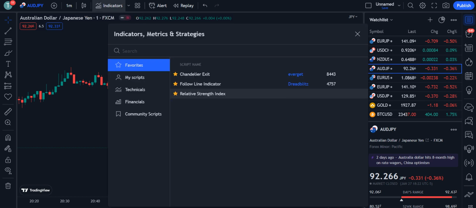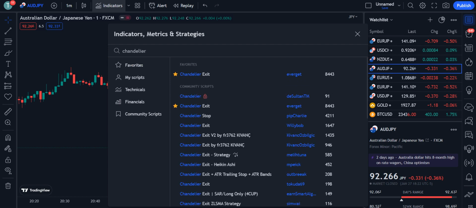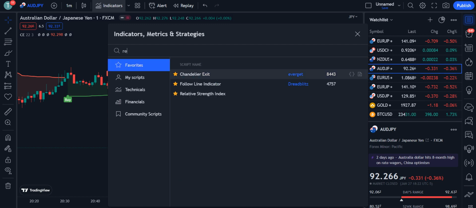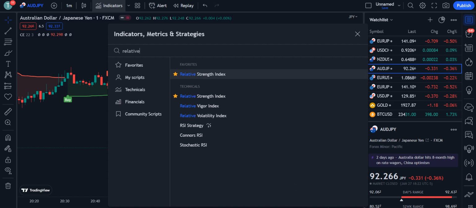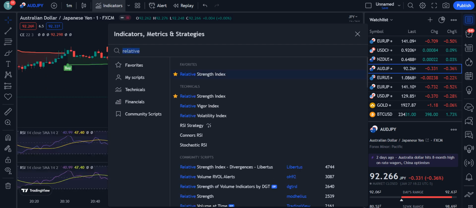Here we are going to have two indicators. The first indicator is Chandelier Exit by Everget. 8,443 traders are using this indicator. You have to simply click on it, and it will be applied on your chart. The second indicator is Relative Strength Index. You have to click it twice for getting 2 times, and then you have to simply close it.